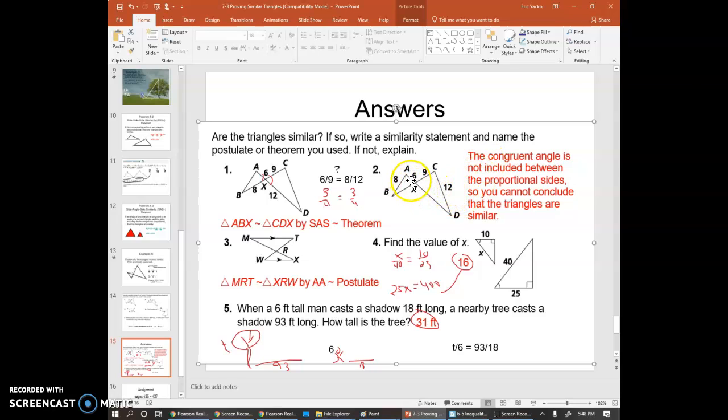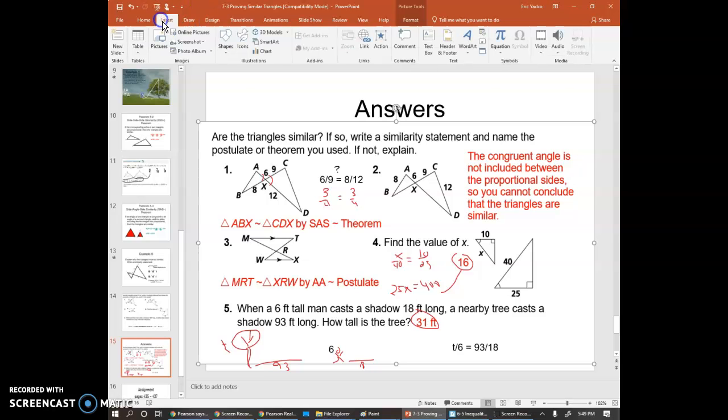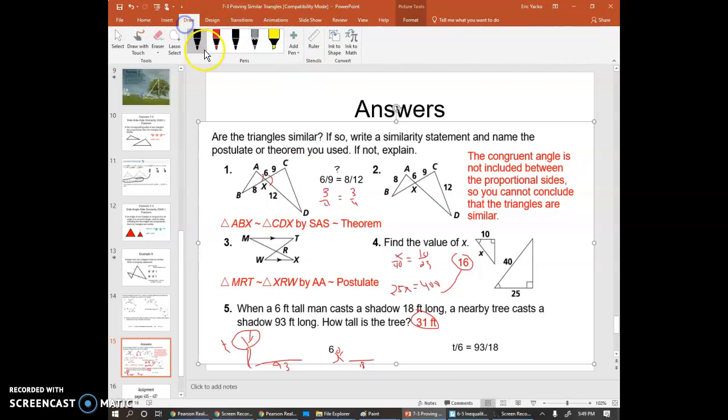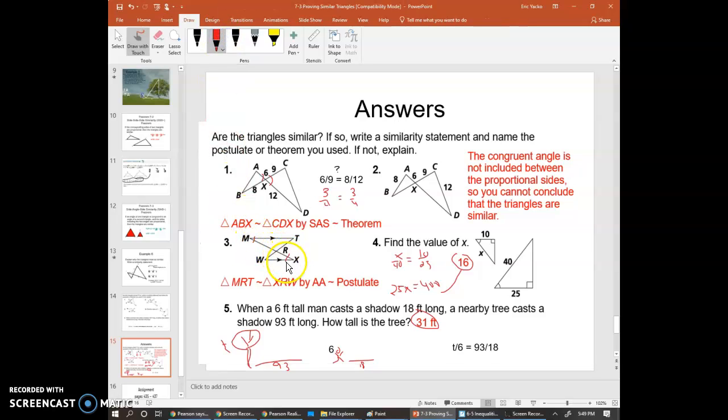For number two, the vertical angle is not in between the two pairs of sides that are given, so you cannot use it. For number three, you actually have alternate interior angles being congruent. Let me highlight them here. You've got an angle there which is congruent to the angle there, and this angle MTR is congruent to angle XWR. And so by angle-angle, you know that these two triangles are similar.